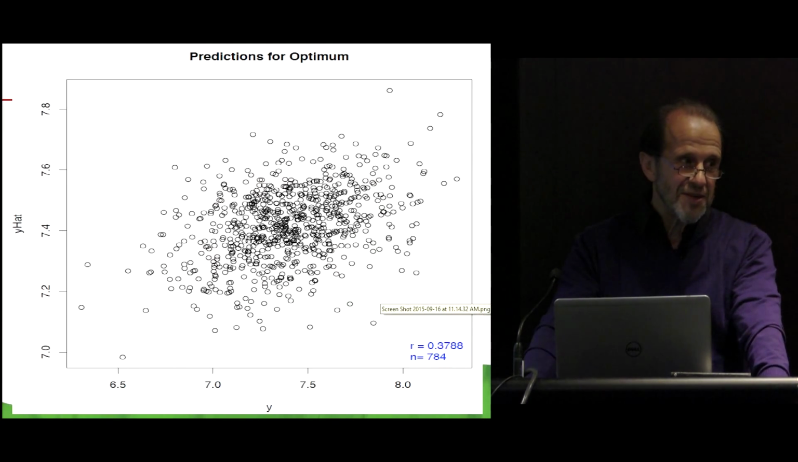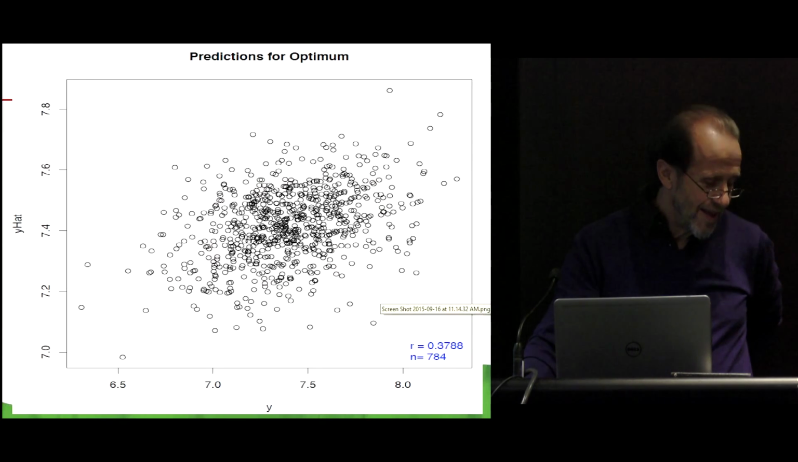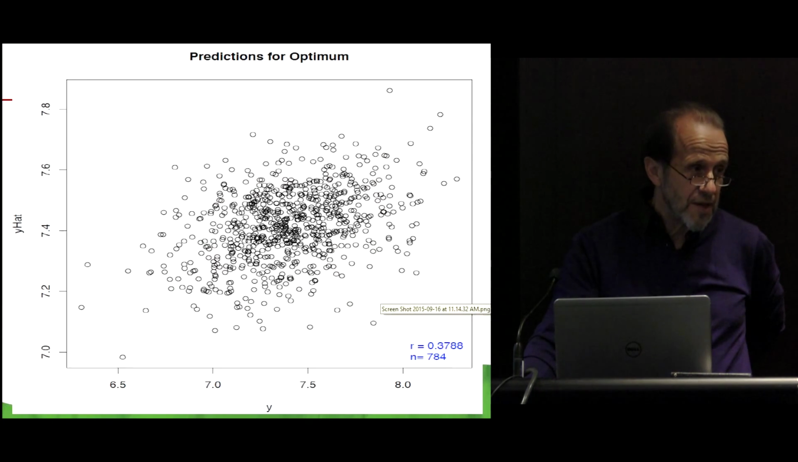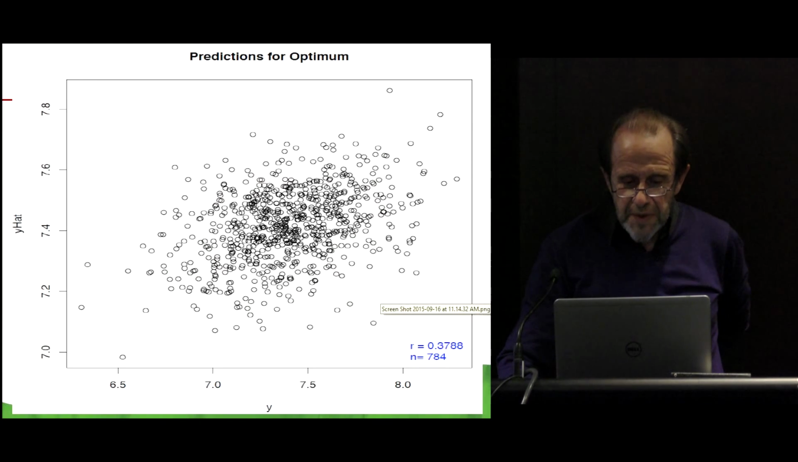So the question is, yes? Do they use the same set of material to predict phenotype or not? Yes, the same. This 780 something.